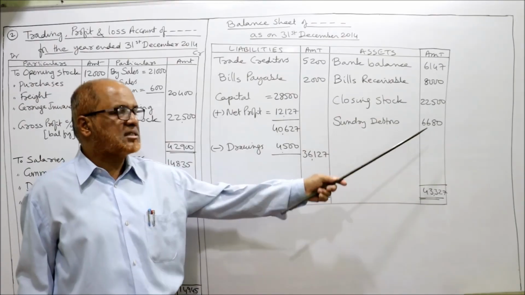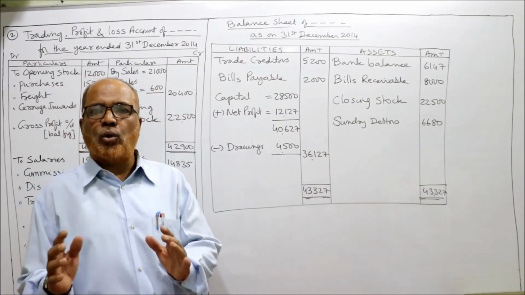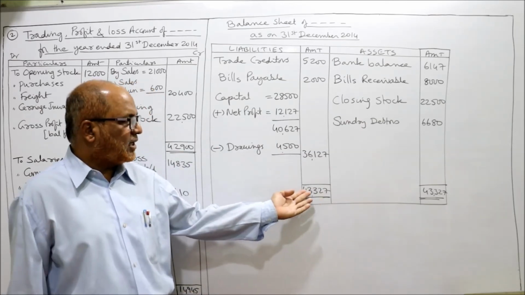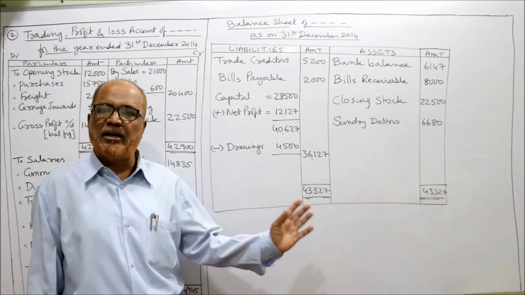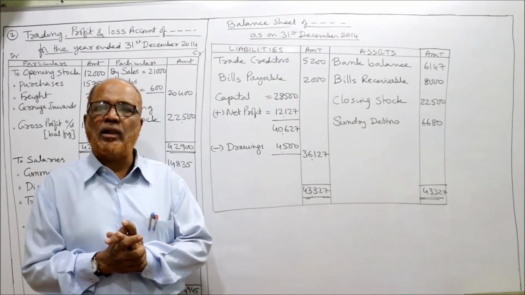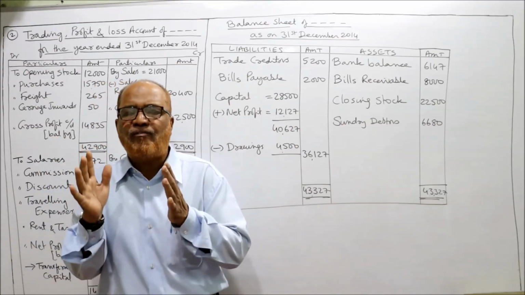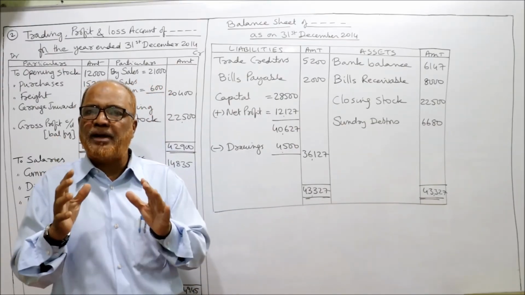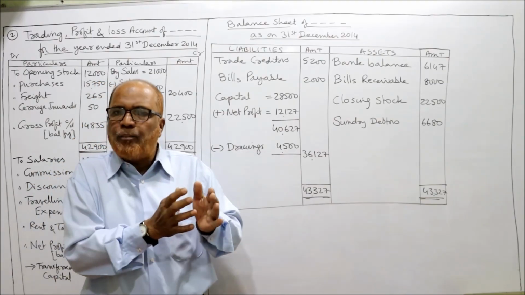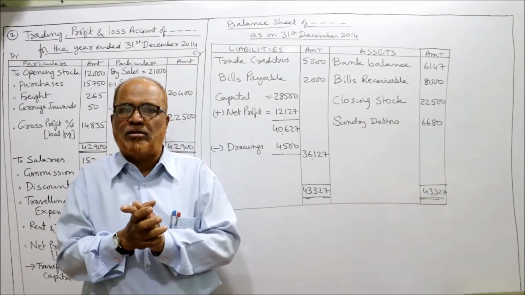Then sundry debtor 6,680. Now find out, if you have not committed any mistake, the total of assets and liability will be equal. Here we are getting 43,327 on liability side as well as asset side. That means correctly we have taken all the items in the trading, profit and loss account and balance sheet. This is the first problem on final accounts of sole trading concern. I have explained all the items. So watch once or twice definitely. If you want the beginning problems, the coming problems will become easier. So give more concentration on the problems.